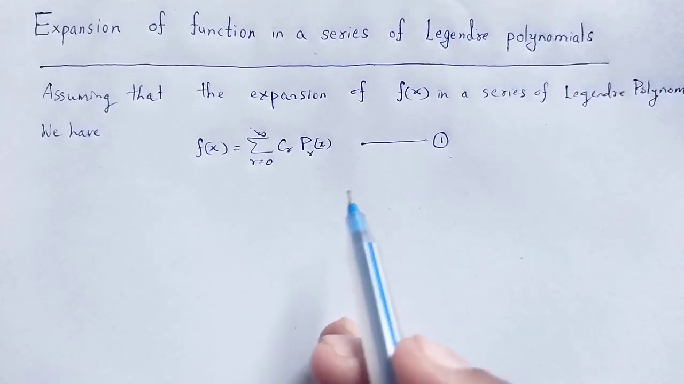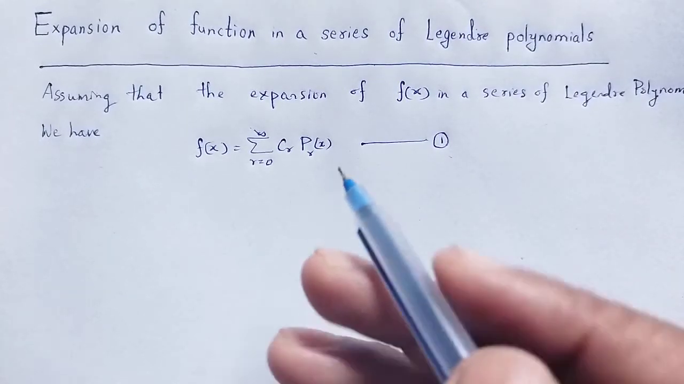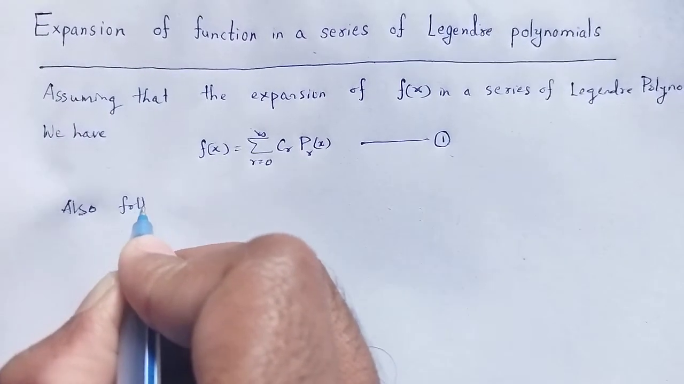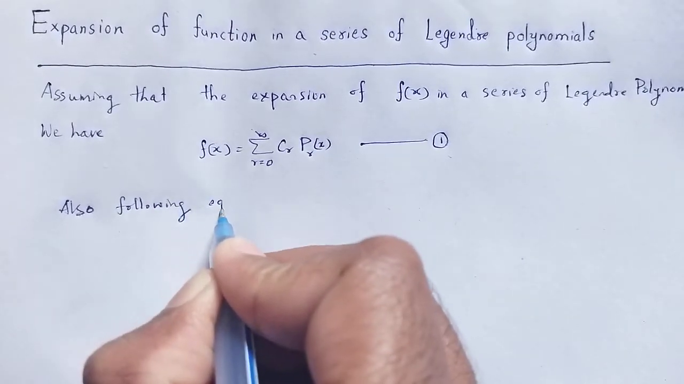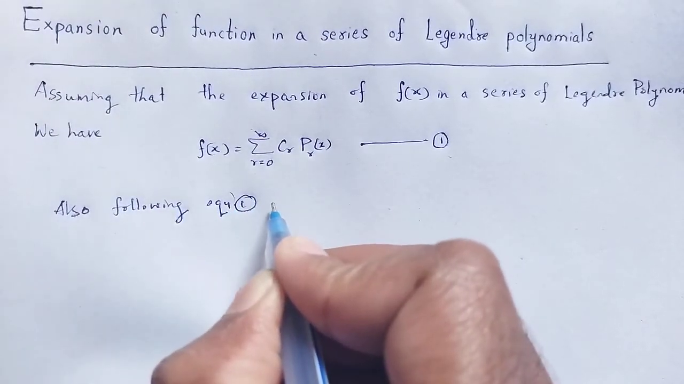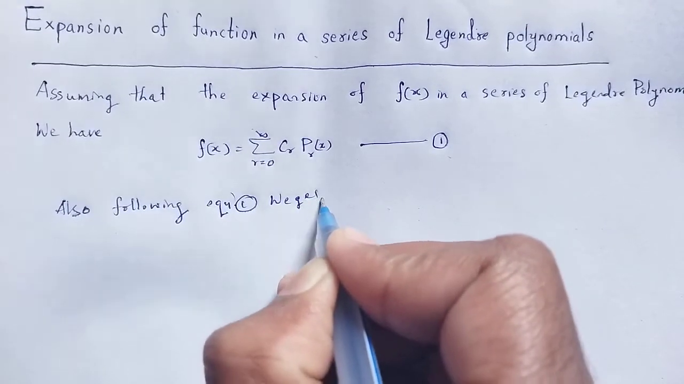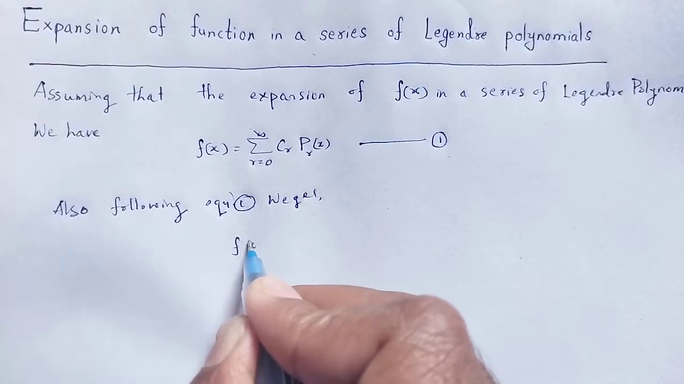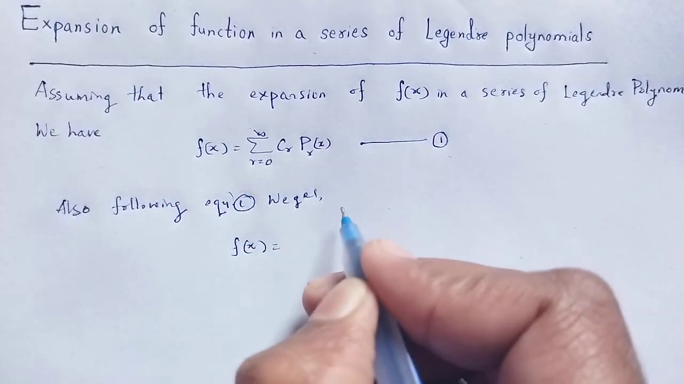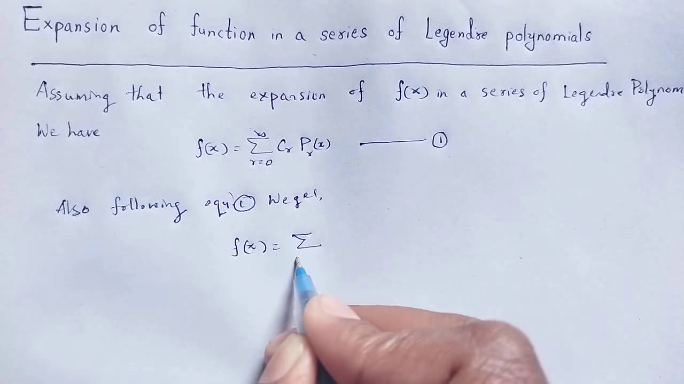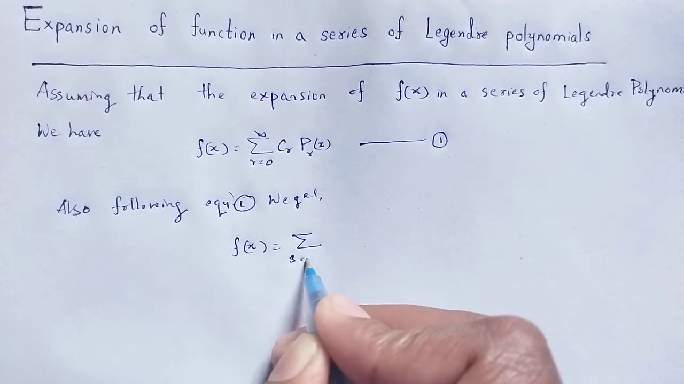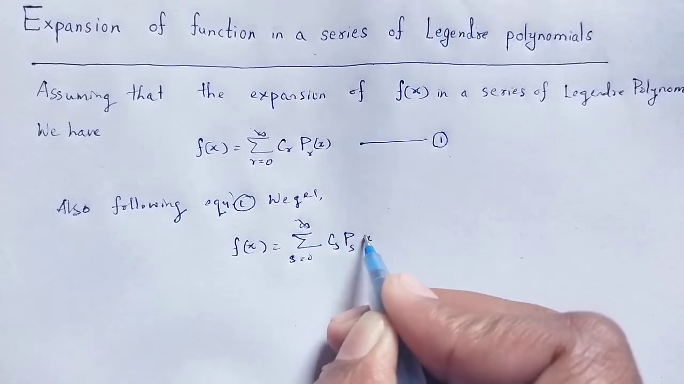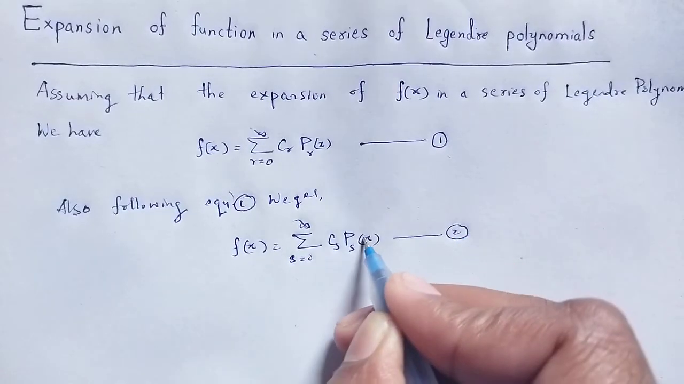Also, following equation 1, we can write f of x in a different way, as the summation over s from 0 to infinity of C_s P_s of x. That is equation number 2.